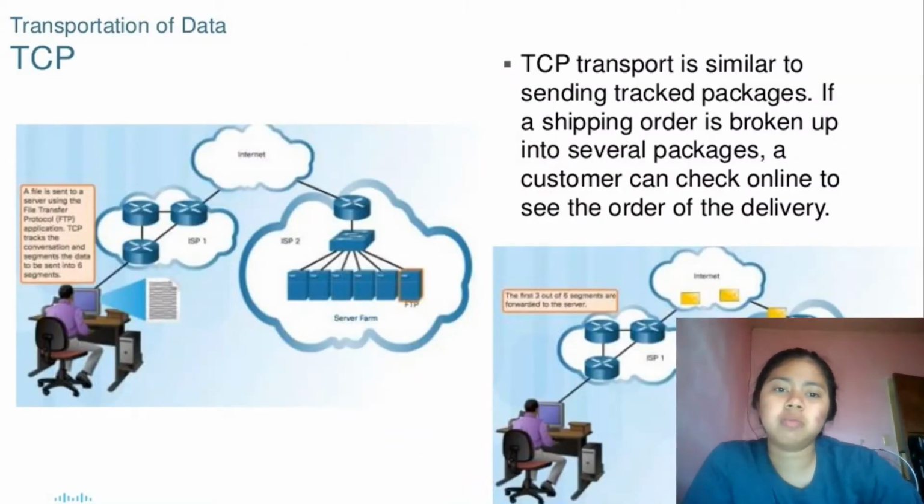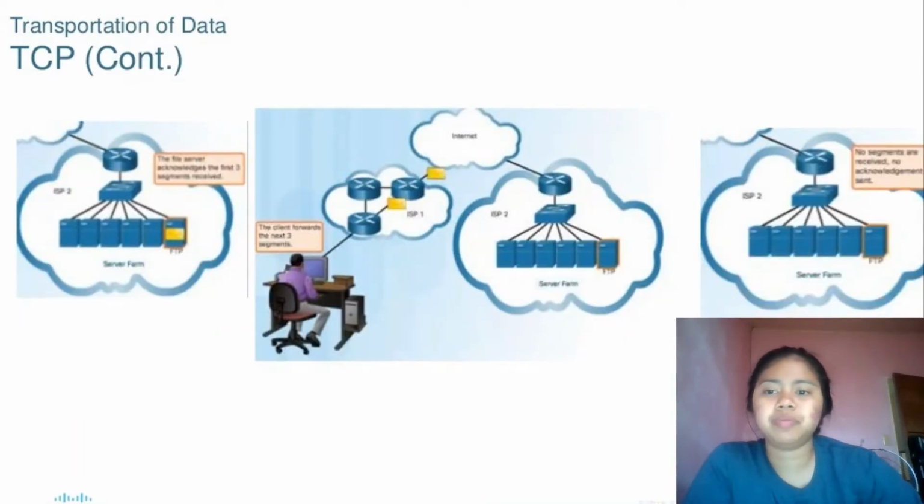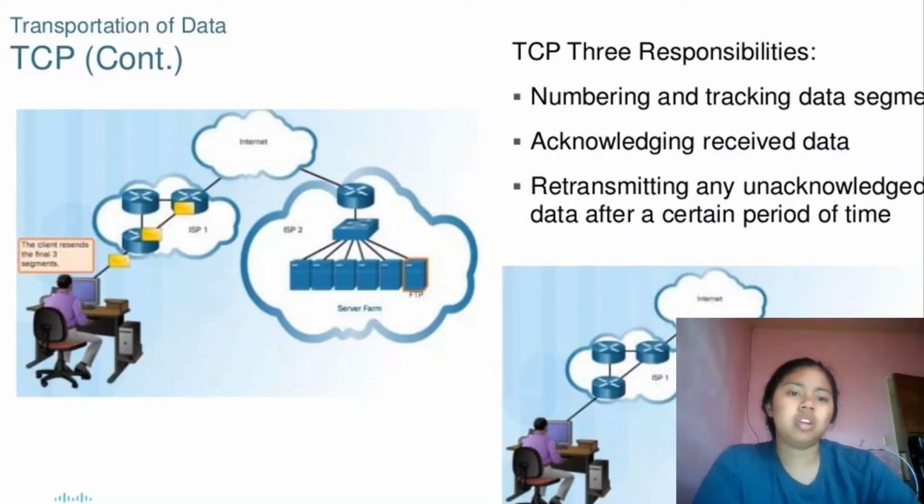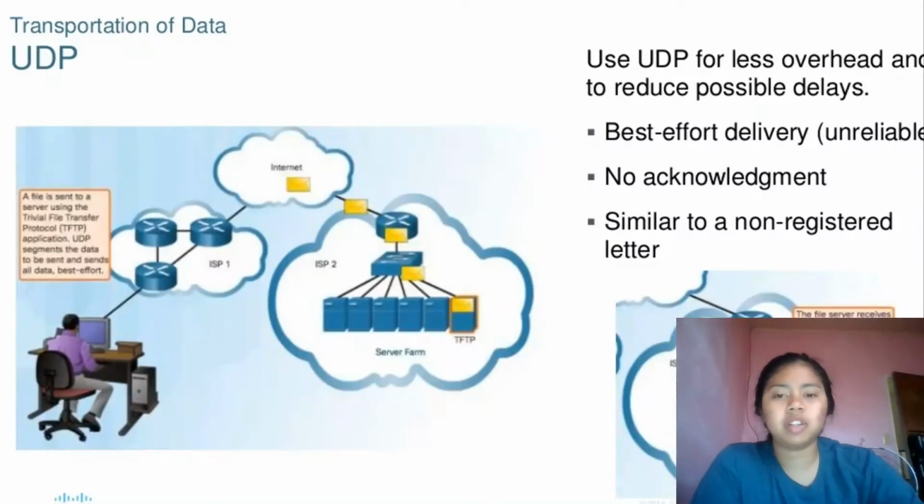TCP transport is similar to sending truck packages. If a shipping order is broken up into several packages, a customer can check online to see the order of the delivery. TCP's three responsibilities: numbering and tracking data segments, acknowledging received data, and retransmitting any unacknowledged data after a certain period of time.